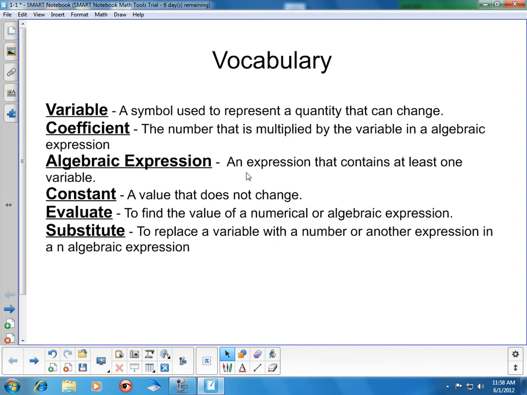The next one is an algebraic expression, which is an expression that contains at least one variable. Next word is constant, which is a value that does not change. The next word is evaluate, which means to find the value of a numerical or algebraic expression. Now, another word for evaluate is also solve. And our last word is substitute, which means to replace a variable with a number or another expression in an algebraic expression.